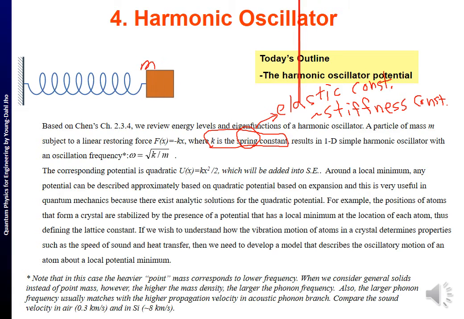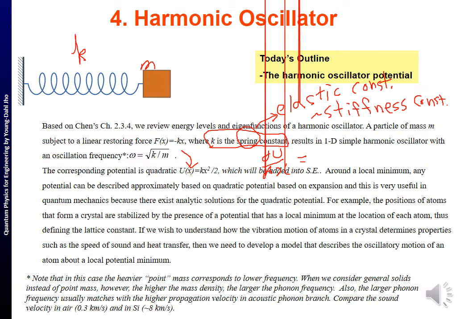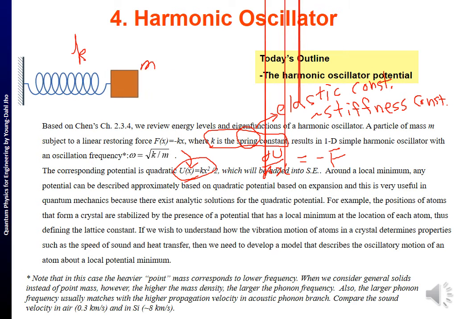So mass m is attached here by a spring with spring constant k, and the corresponding potential U is quadratic as a function of x, equal to kx squared over 2. So dU/dx is equal to minus F. Okay. So this potential shape will be added into the Schrödinger equation.